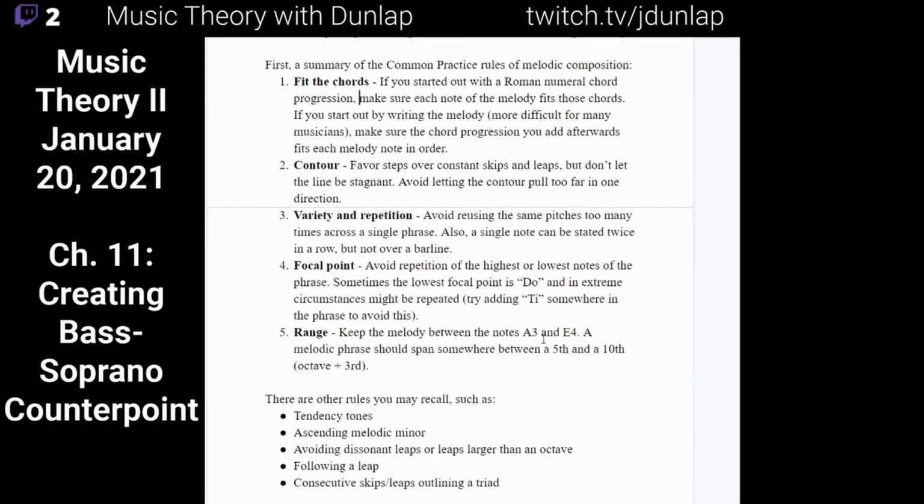So we want to keep it at least a fifth in size, because that's a pentascale and that's interesting, but we don't want to go too far. So octave plus third is our limit, and the main thing is stay between A3 and E4. Every year I've got to stamp out all these melodies that have really, really high notes, and they're like, I don't know what to do, it keeps going up. And I'm like, well, have you tried not doing that?